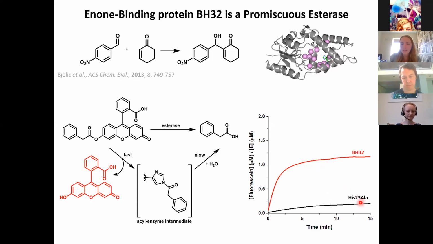If we replace the histidine with alanine, we can see that we abolish the first step in activity and we just have the background hydrolysis. So that confirms that histidine is our nucleophile.